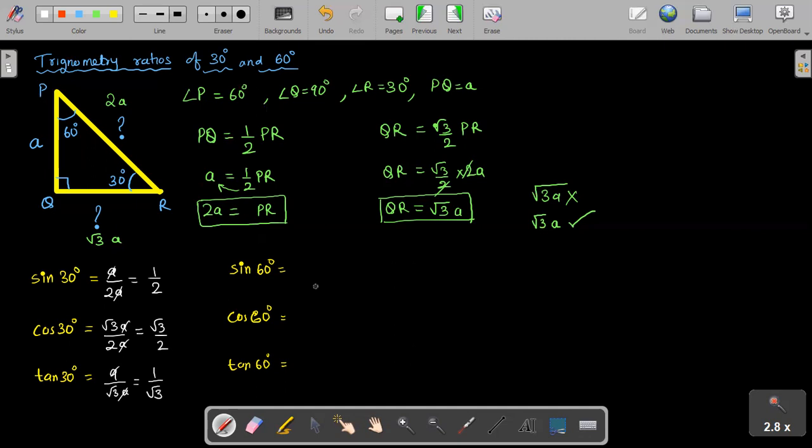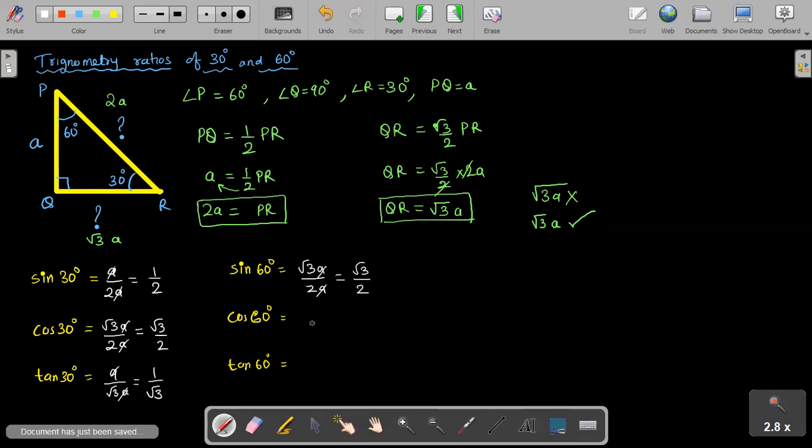Okay. Do similarly sin 60, cos 60. If you have found out, you just tell me the answer. Root 3a divided by 2a. Sin 60, ma'am. Opposite upon hypotenuse. 2a. A cancels. Root 3 divided by 2.